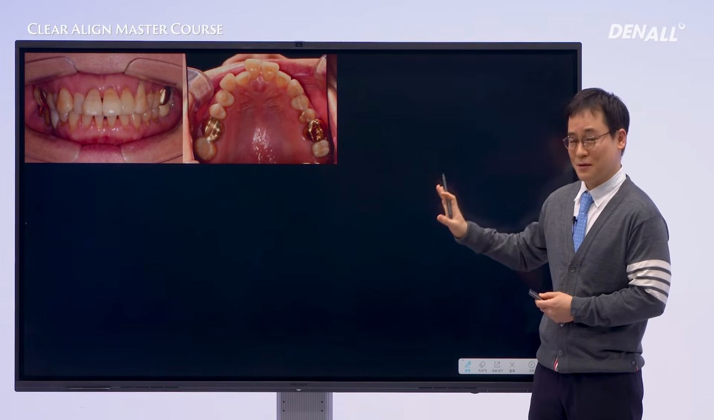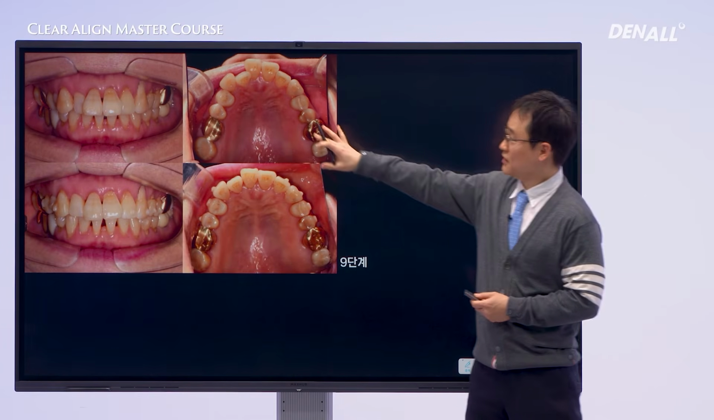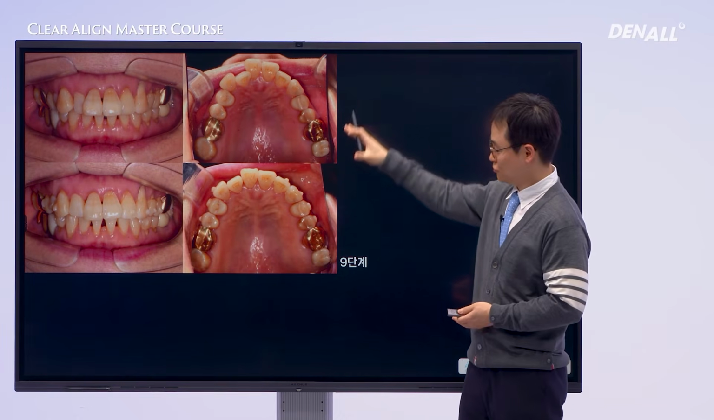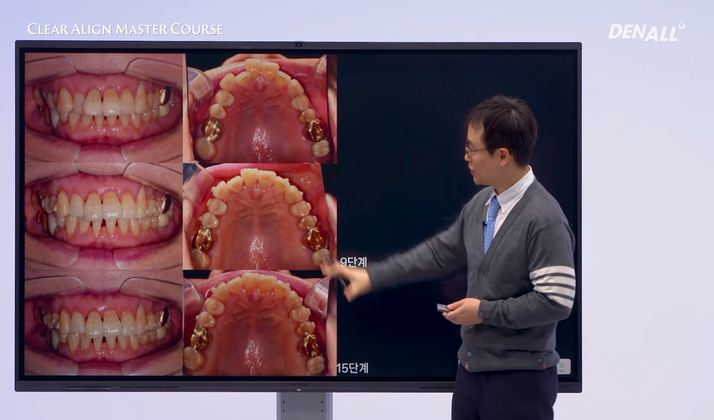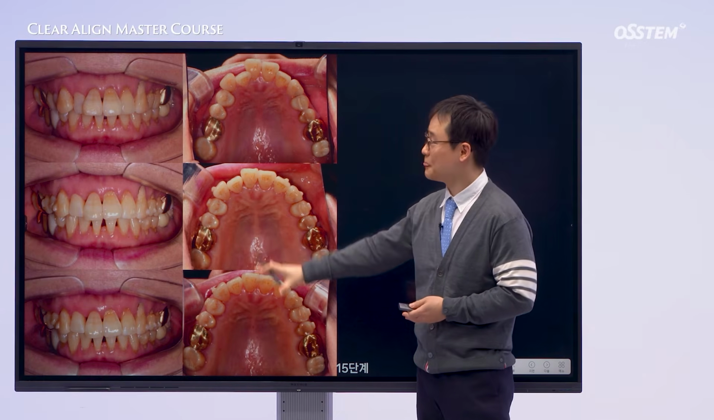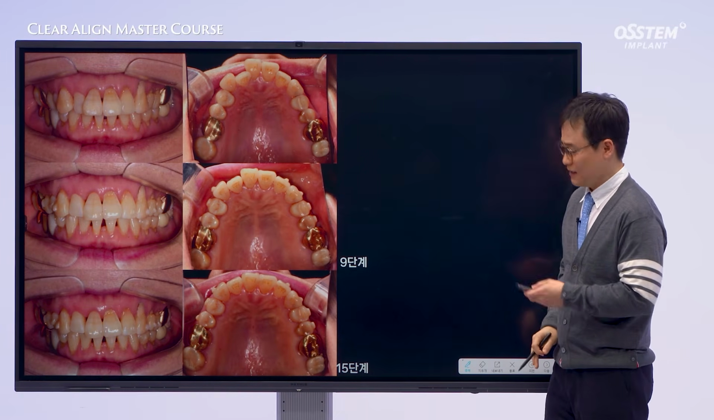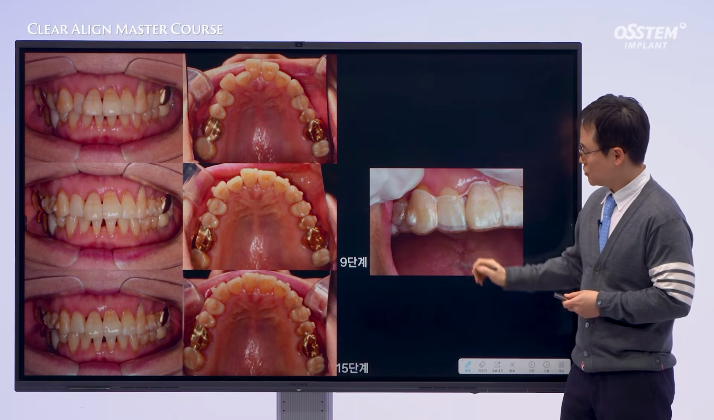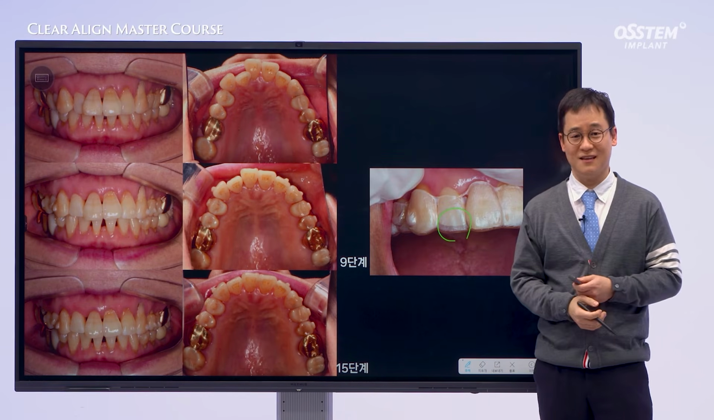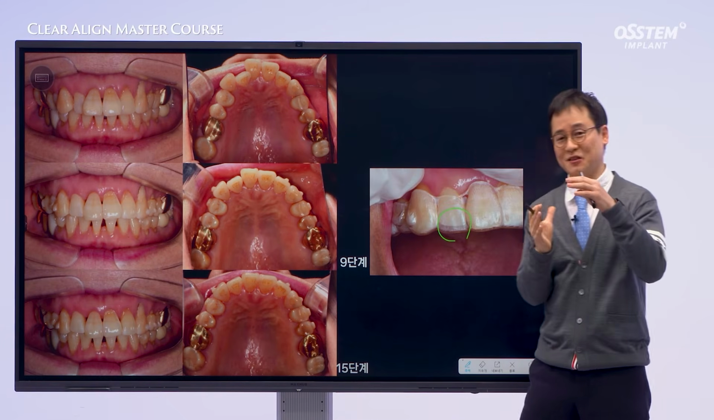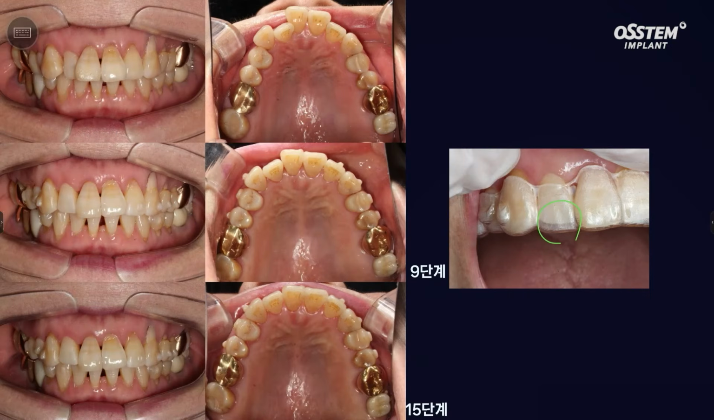To give you a representative example, here's a patient with crowding. In this case, the full set of aligners was fabricated, covering the entire treatment from beginning to end. So the treatment progressed through to step 9 and then step 15, and overall, the teeth were aligning quite well. But around step 9, a gap between the aligner and the lateral incisor became noticeable, indicating that the tooth hadn't moved as planned. At this point, we would reassess and reroute the treatment plan.